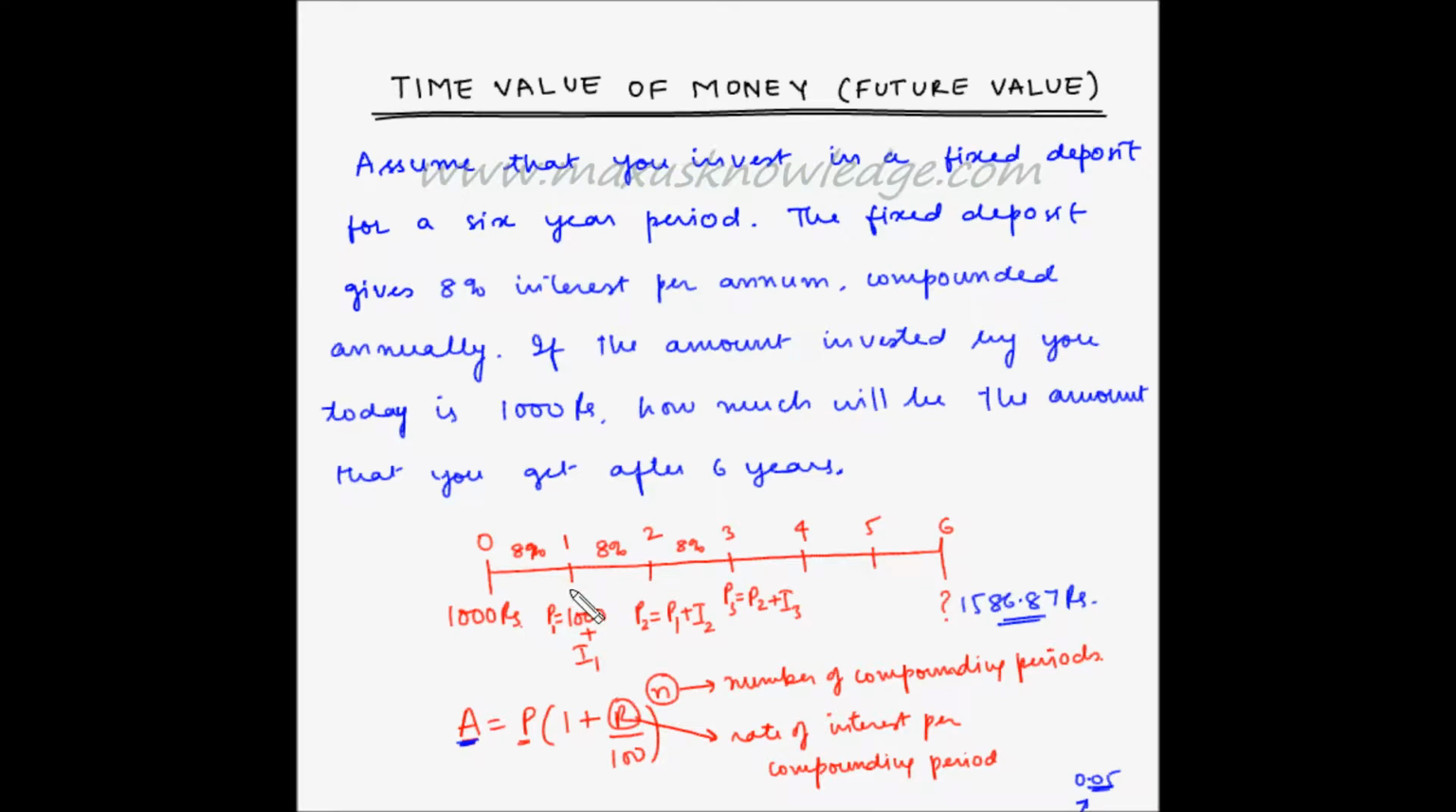So basically this P1 is equal to P plus I1. This calculation is happening after 6 months instead of after 12 months. So basically our periods now become 0, 1, 2, 3, 4, 5, 6, 7, 8, 9, 10, 11, and 12. So these are the periods now. So let us look at this calculation now.